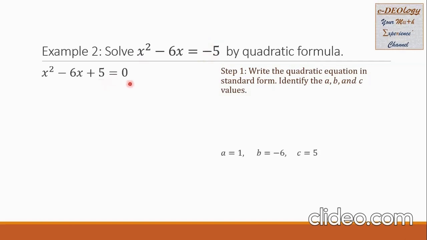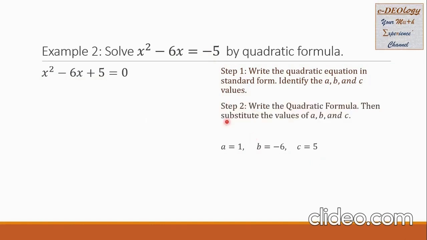Then we will identify the a, b, and c. For our a, the coefficient of x squared is 1. The b, the coefficient of x is negative 6. And the c is the constant. Step 2, we go now to our quadratic formula. Then we will substitute the values of a, b, and c.